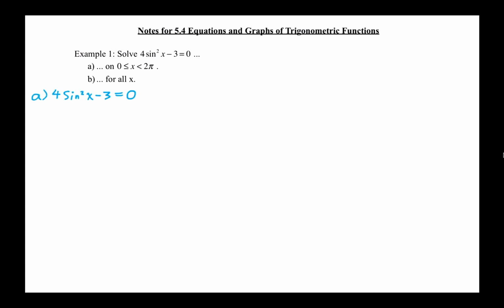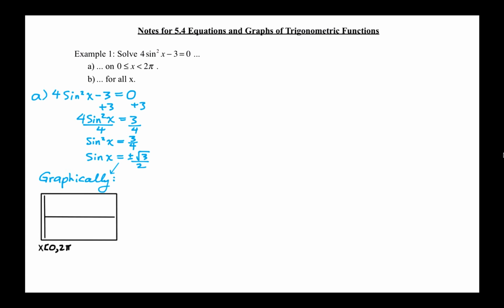So I'm just going to copy out the equation here, and then I'm going to try to isolate the sine x. So I'm going to add 3 to both sides. Then I'm going to divide both sides by 4. And then I'm going to take the positive and negative square root of both sides. And so there are a few different ways I can solve. One of the ways I can do it is graphically.